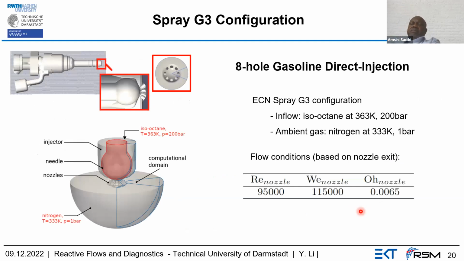So we have to deal with primary breakup and secondary breakup. Then these numbers are required. We have the Reynolds number from the nozzle, based on the nozzle characteristic length. We have the Weber number and we have the Ohnesorge number. Based on this, we will see which kind of primary breakup and secondary breakup we will get.